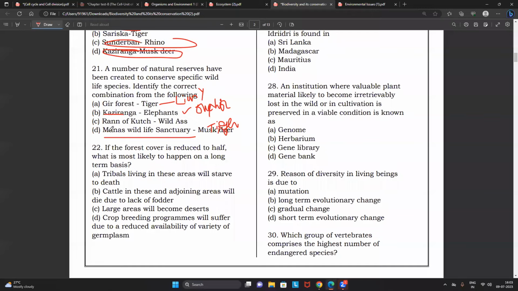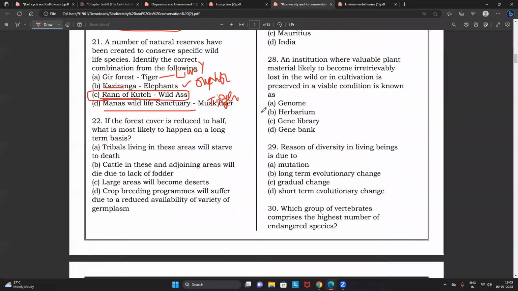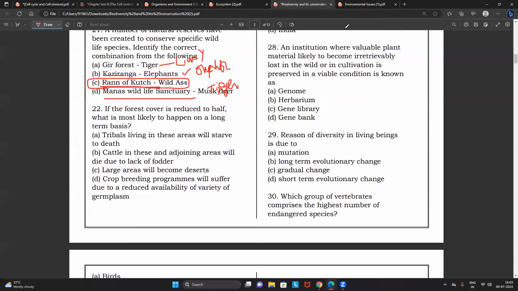So all the three options are wrong. Rann of Kutch, wild ass, that will be the correct answer. No, option D is also wrong because Manas National Park is also a tiger reserve zone. Hence the correct answer will be option C. Answer is C. See, friends, no need to get confused. This is called an analytical question. You have to think correctly and choose it. Think very correctly. Question number 22.